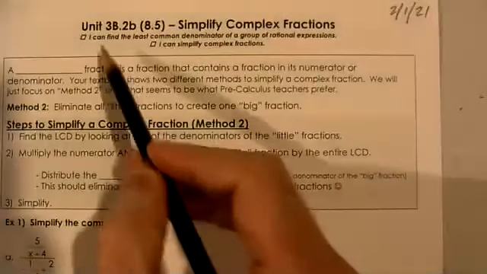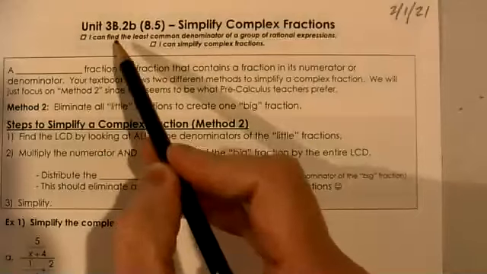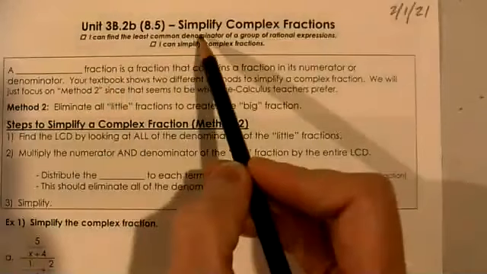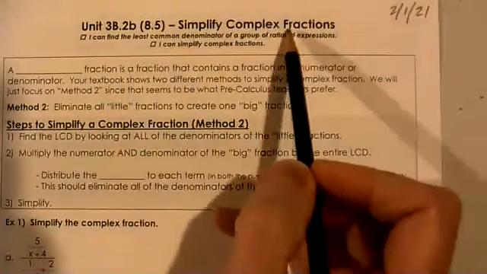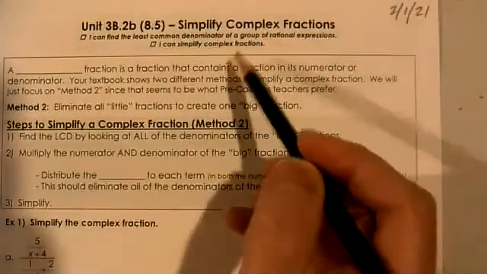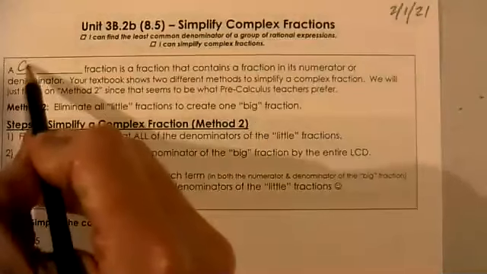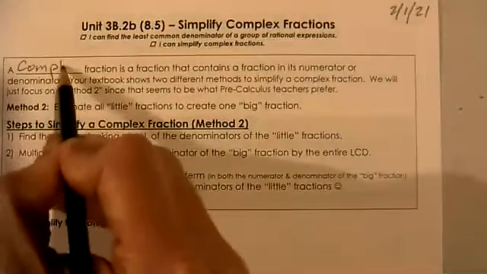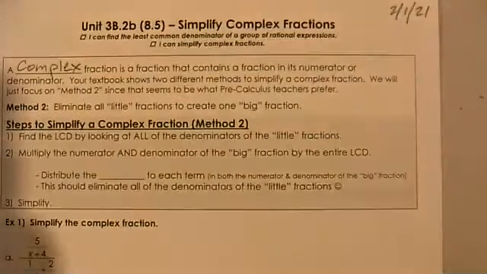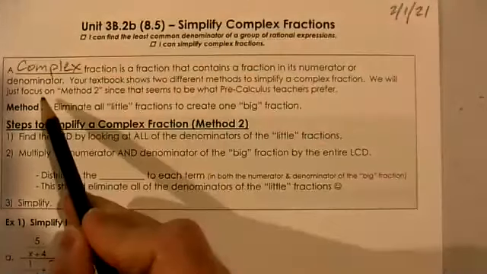This is Algebra 2 with trig. We're working on 3b.2b, simplifying complex fractions. Complex fractions are when you have a fraction inside of a fraction. A complex fraction is a fraction that contains a fraction in its numerator or denominator.